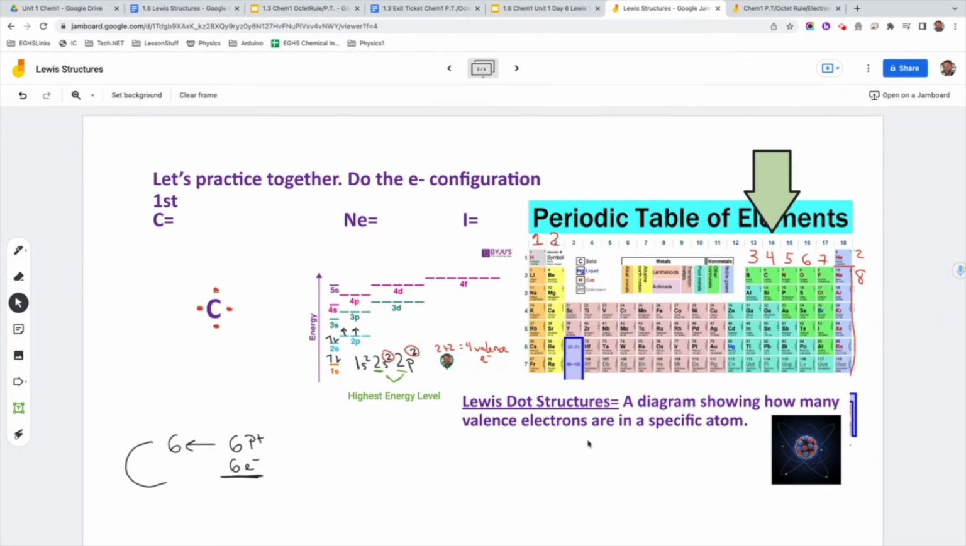So if I gave you any element in this group over here, group 17, you automatically just look at the periodic table and it says it has 7 valence electrons. So you can very quickly draw a Lewis structure here. But this one is carbon. So carbon is in group 14, right? So it has 4 valence electrons. So that is simply how you do Lewis structures.